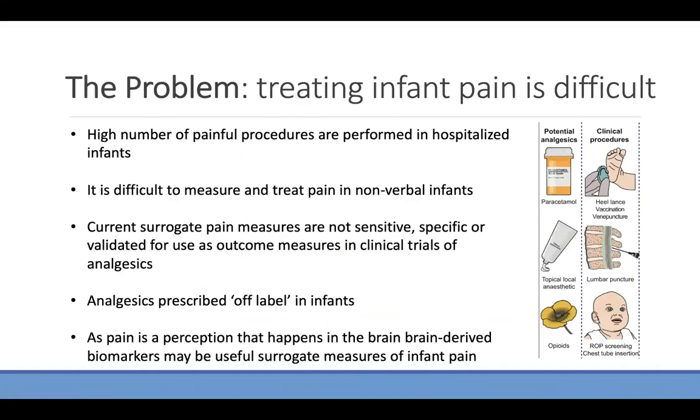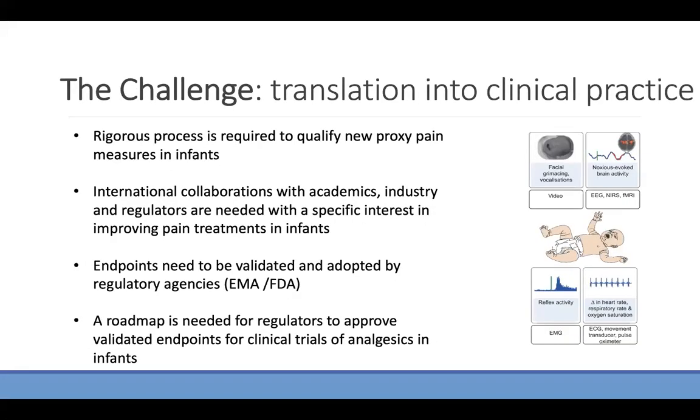So just to summarise what I've said, I think brain imaging has a great deal of use and understanding in terms of clinical applications. One of the clear challenges we have in neonates is it's difficult to treat pain in this population, and we are dependent on surrogate measures in order to best quantify pain if we want to try and treat it or develop drugs. And currently, drugs are being prescribed off-label for this population, so we need better endpoints. And I think brain-derived metrics could potentially provide this. If we're going to do this, we need much better collaboration between academics, industry, and regulators so that we can get validated endpoints that are adopted by different regulatory agencies.